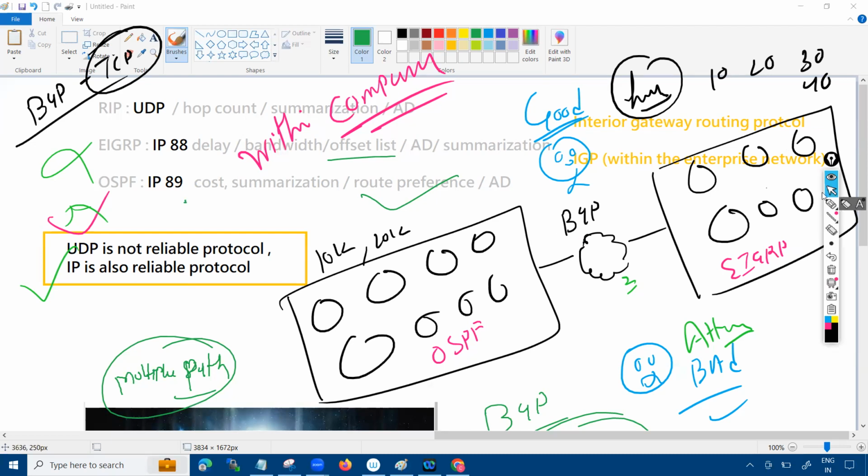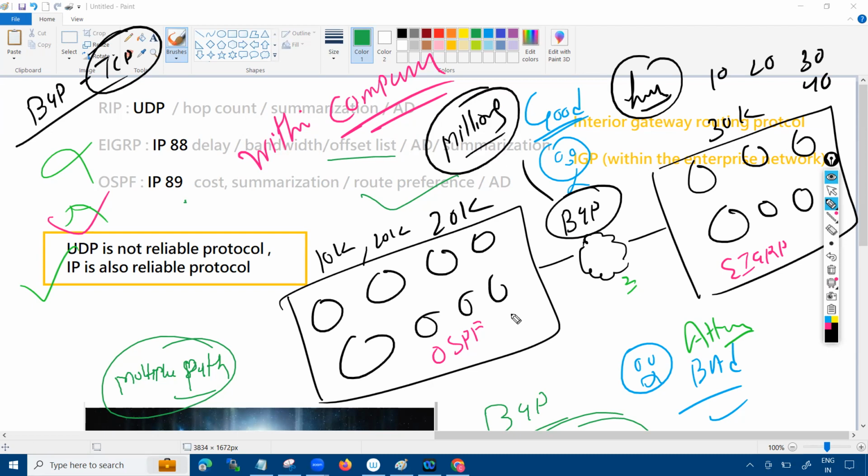The reason is that this guy has 20K routes, for example, and this guy has 30K routes. To exchange this amount of routes, we can only have one protocol, and that's BGP, because BGP is a more scalable protocol to handle millions of routes.